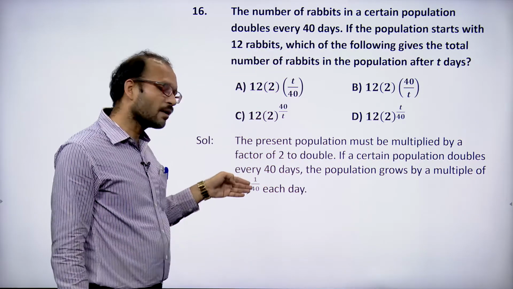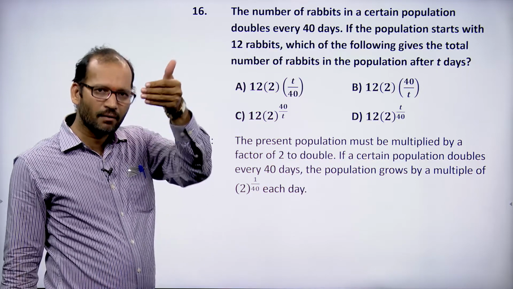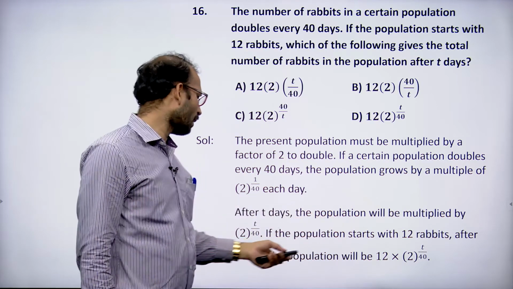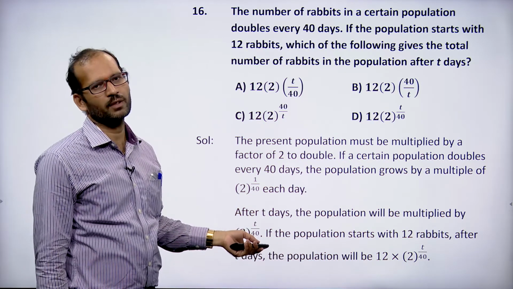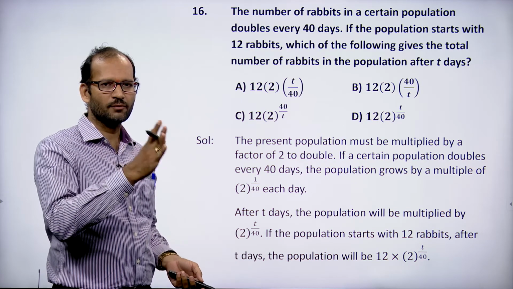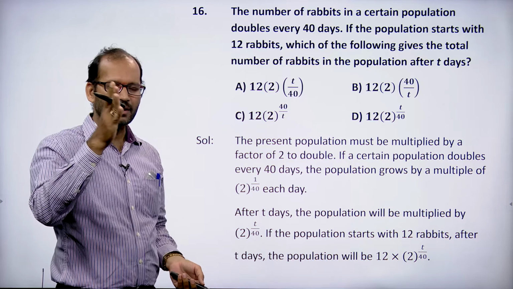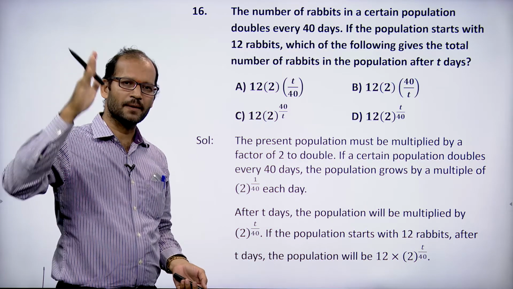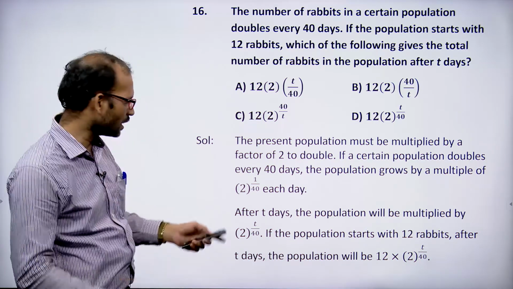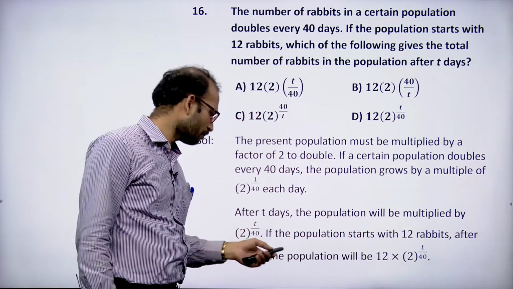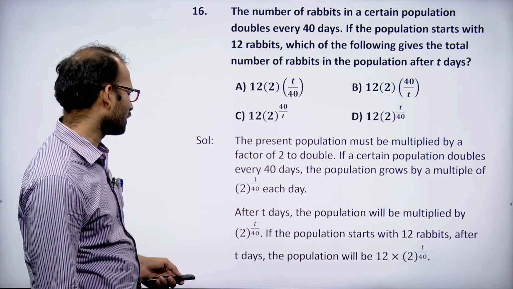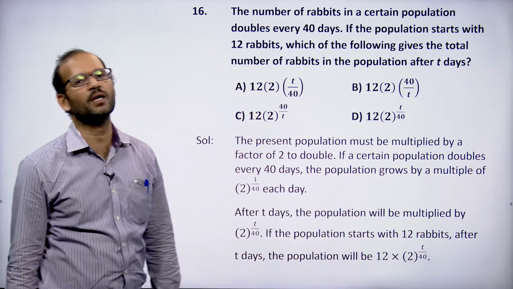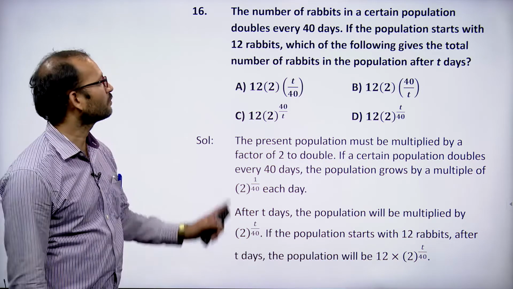So therefore 2 power 1 by 40, why 1 by 40? Every 40 days it doubles, so for 1 day it is 1 by 40 growth, so 2 power 1 by 40 each day. So after t days the population will be multiplied by 2 power t by 40. Like P of x equals a into 1 plus r whole power ct, c is 1 by 40, t is the number of days here. If the population starts with 12 rabbits, after t days the population will be 12 into 2 power t by 40, where a is 12, the initial population. That gives you the exponential expression for the given problem.